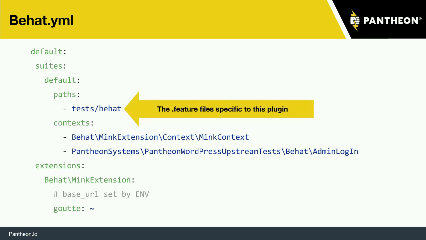The main thing I want to point out here is that in your behat.yaml file, you're going to specify the path of the .feature files. Where are these expectations actually living?